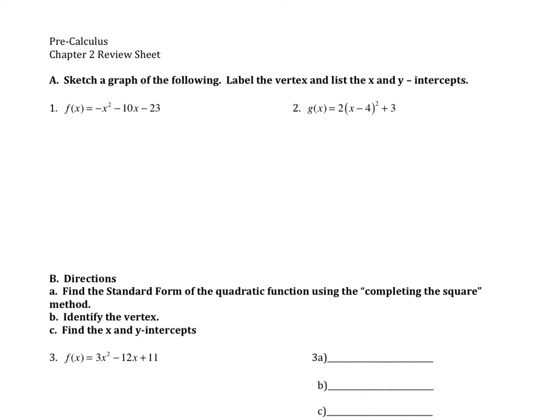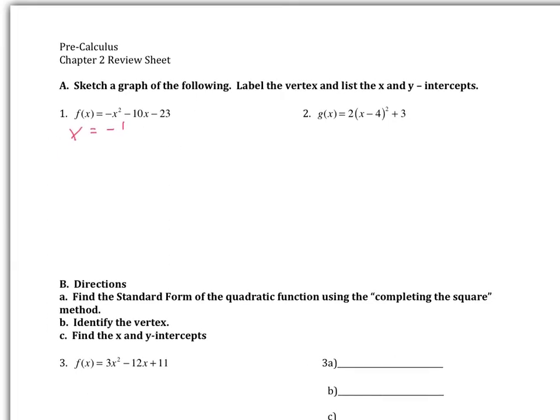For number 1, we need to sketch a graph of negative x squared minus 10x minus 23, and we want to label the vertex and the x and the y intercepts. So first, to find the vertex, I'm going to find the x value by doing x equals negative b over 2a, which equals a positive 10 over 2 times negative 1. So I get a negative 5.